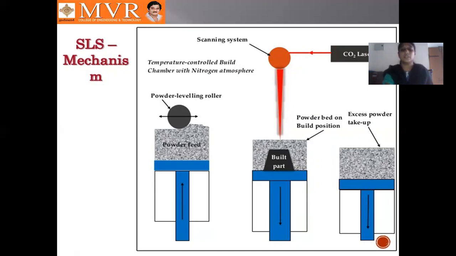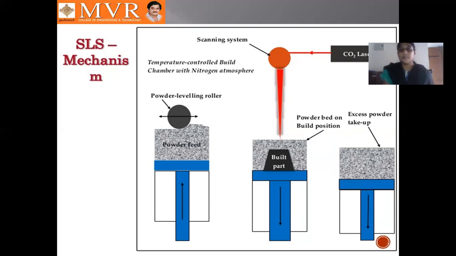Next, the carbon dioxide laser system builds the part on the powder bed at the build position, and excess powder is taken up by the system. The carbon dioxide laser is directed over the build part, and the powder is leveled across the surface of the material. Then the powdered material is converted into the SLS form, and the rolling system rolls it over the bed material.